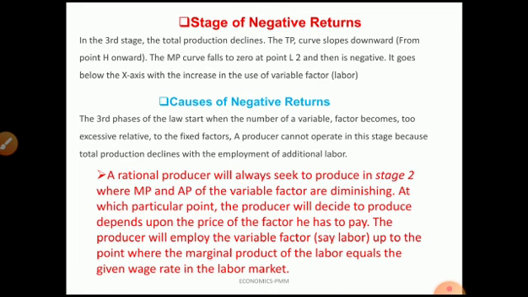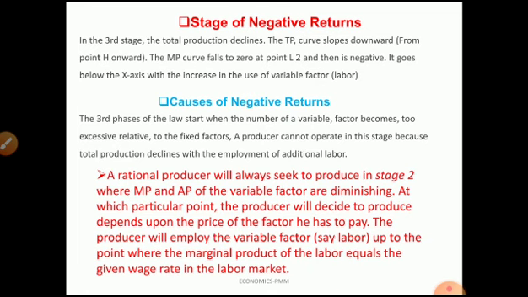Students, you might be knowing that too many cooks spoil the food. Similarly here, with the fixed factors, if you go on employing more and more workers or more and more variable factors, it will initially give the positive returns, later on it becomes negative.